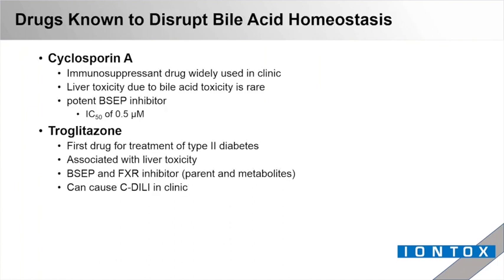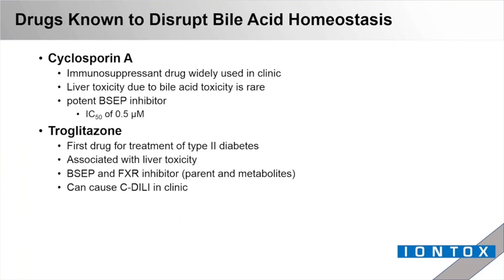The drugs that we chose to do this work, again, were cyclosporin A and troglitazone. They're known to disrupt bile acid homeostasis in vivo. Cyclosporin A is an immunosuppressant that's really widely used, and it's a really potent BSEP inhibitor. And liver toxicity due to bile acid increases in the liver is really quite rare with this drug. Whereas with troglitazone, it's highly associated with liver toxicity.